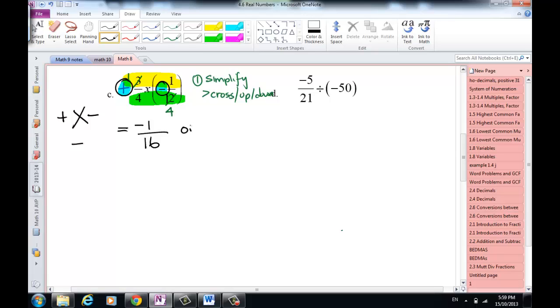You could also alternatively have written this with the negative right in front of the division symbol. Either of these would be fine. You cannot write it on the bottom. We never ever write negative signs on the bottom.